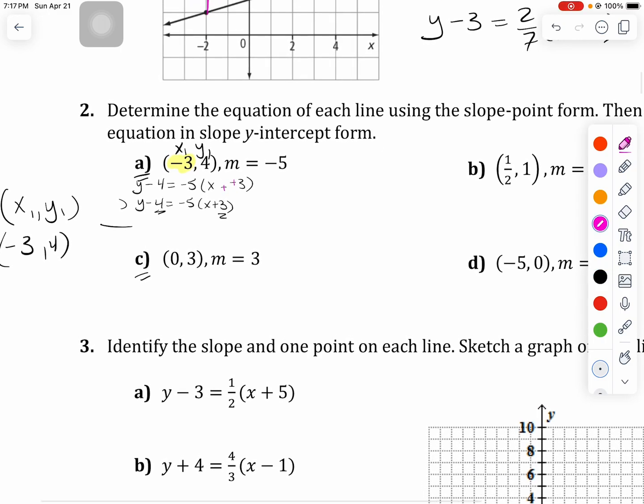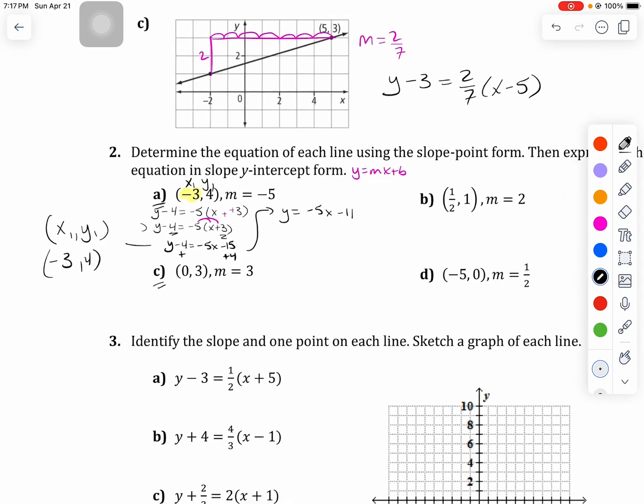Now if we want to express it in slope y-intercept form, that's our y equals mx plus b. So we're going to distribute this slope in to get rid of the brackets, and we get y minus 4 is negative 5x minus 15. Add 4 to both sides. And of course, we can only add 4 to the constant. And we end up here with y equals negative 5x minus 11.